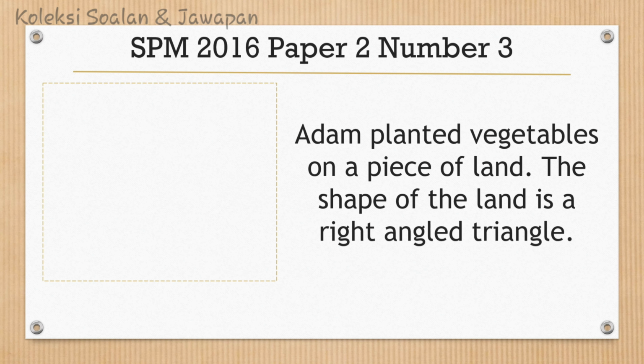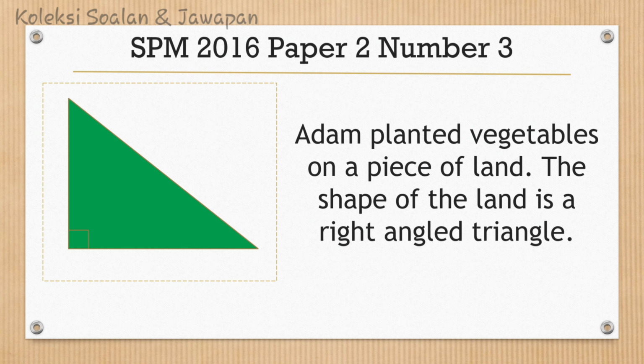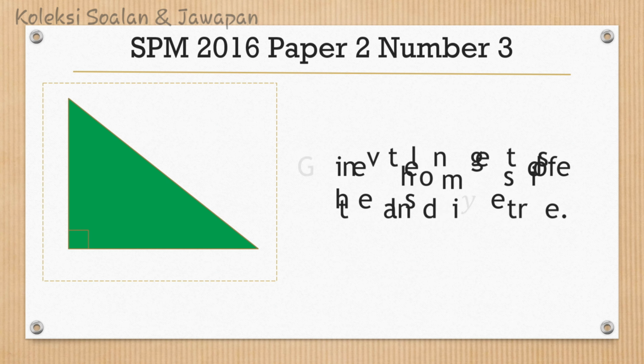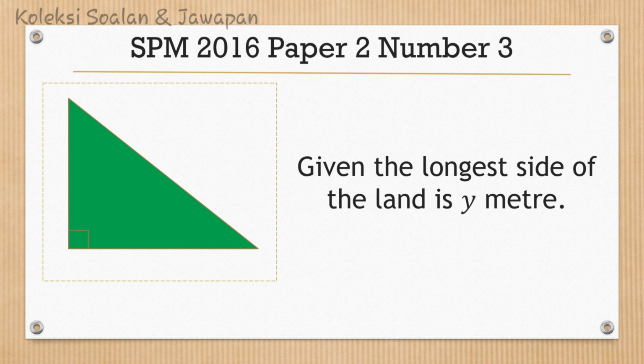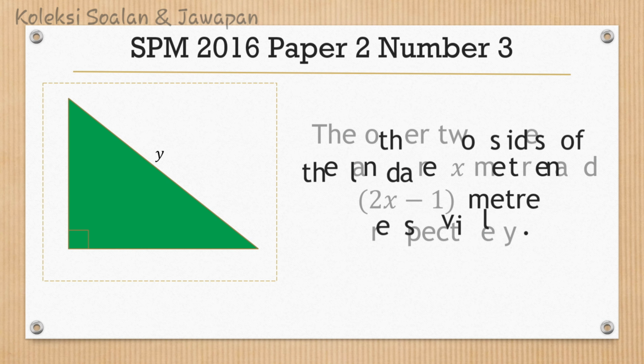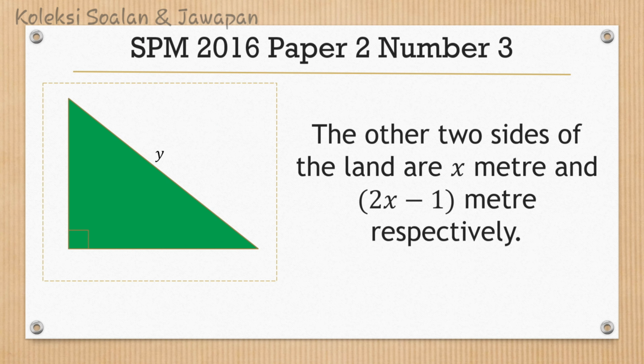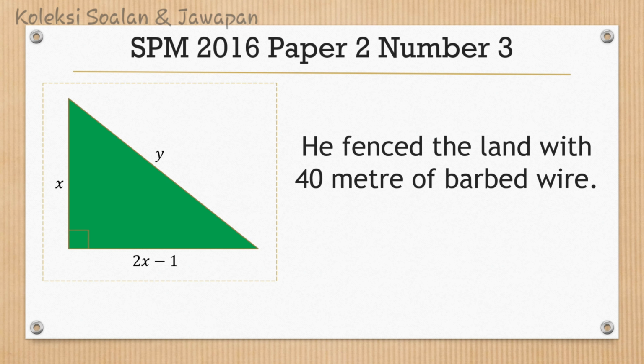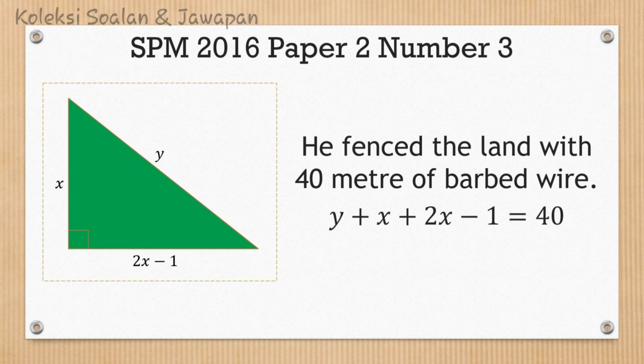So we just need to sketch the land in the shape of a right angle triangle. Then it is given the longest side is y. For a right angle triangle, the longest side is the hypotenuse, and the other two sides are x and 2x minus 1. Then it is given that the perimeter of the land is 40 meter. So y plus x plus 2x minus 1 is 40.